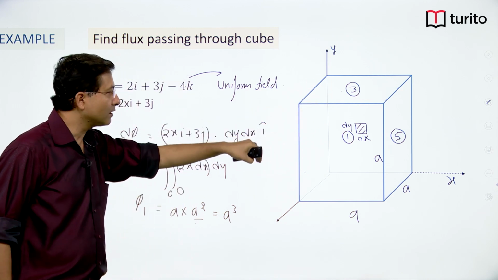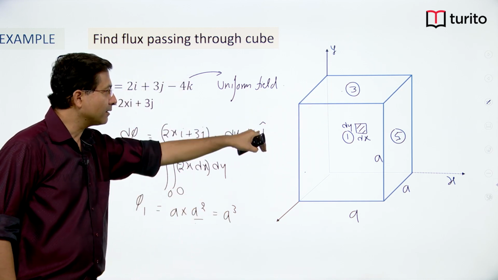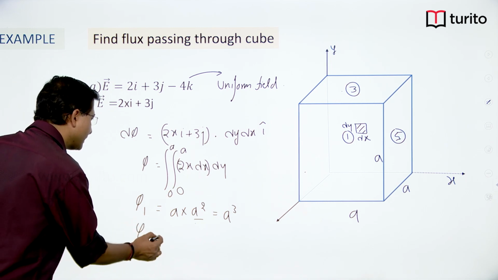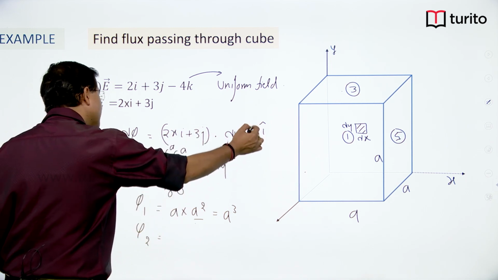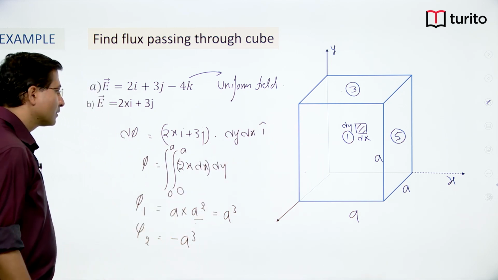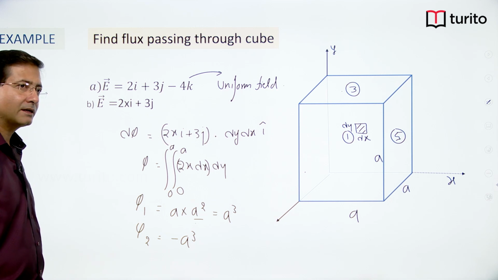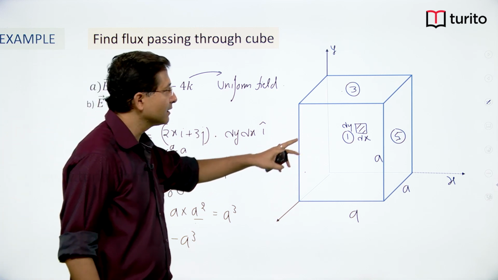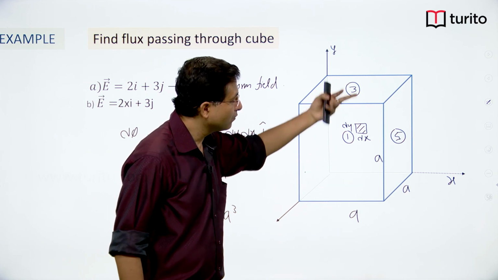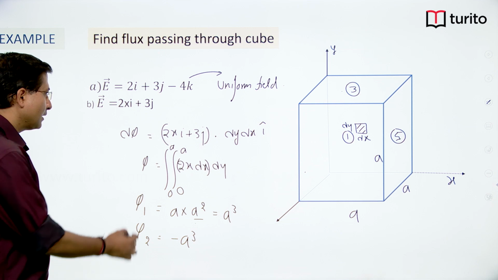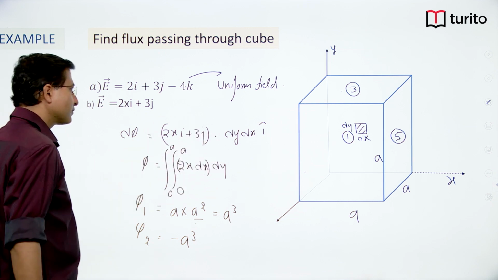So, for the back one I will write minus, and then I will get the flux associated with the second surface. Directly I am writing the same procedure, only the minus sign will come, and this will become minus A cube, right. So, phi 1, phi 2 I have calculated. Now, similarly I can find out the value of flux associated with the third and fourth. Let us see the third and fourth. So, this I will clear.